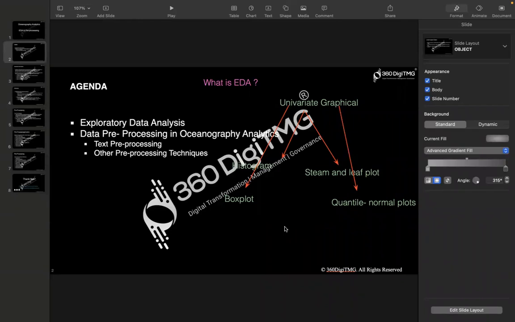Next is the stem and leaf plot, which is an easy substitute for the histogram. It shows all the data values and therefore the shape of the distribution.